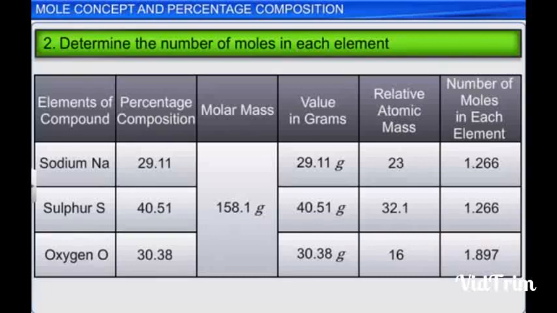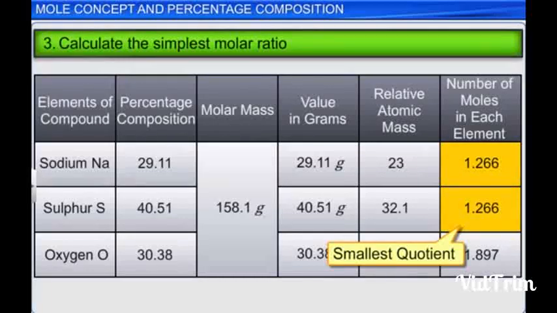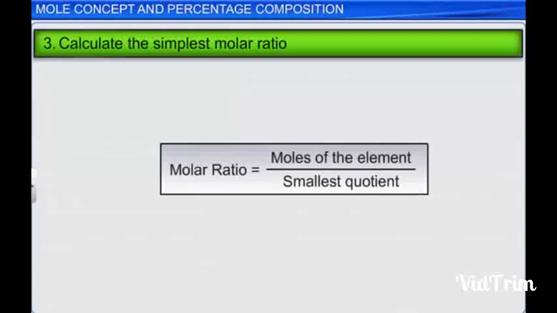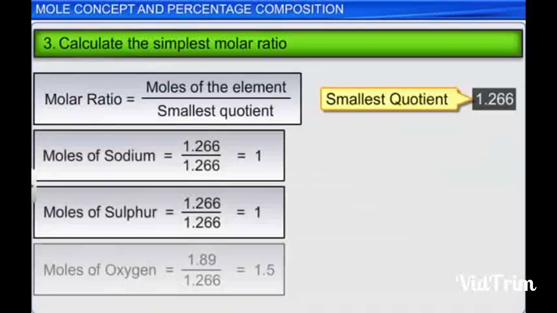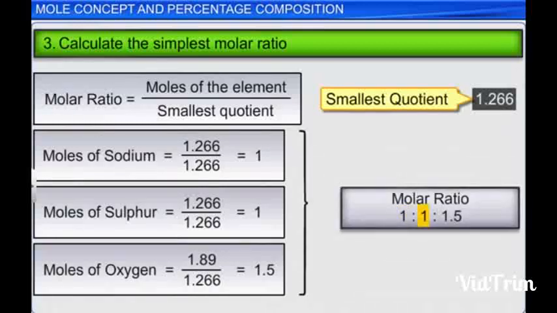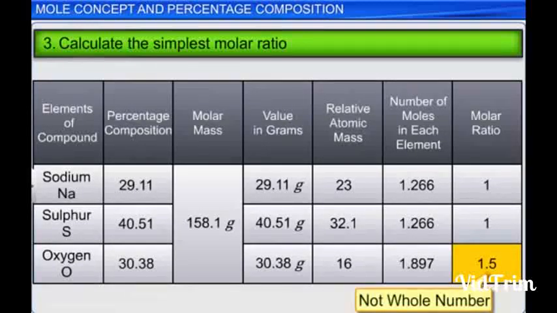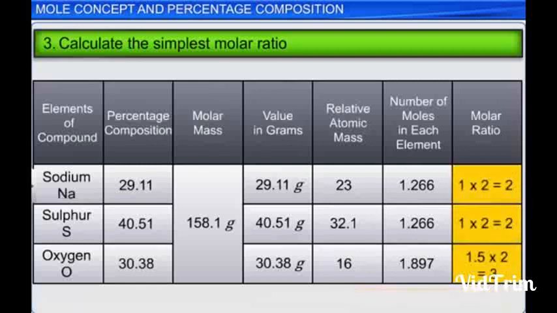Next, calculate the simplest molar ratio. Divide the moles of various elements present in the compound by the smallest quotient obtained as a result. This gives the simplest molar ratio as 1:1:1.5. If the ratios are not whole numbers, then multiply the number with suitable integer to convert them into whole numbers. In this case, if we multiply all values by 2, we get all ratios as whole numbers. That is, 2:2:3.